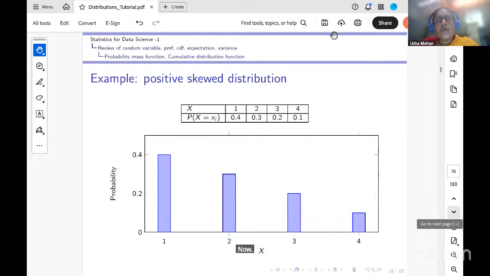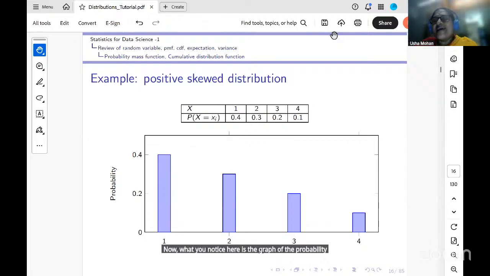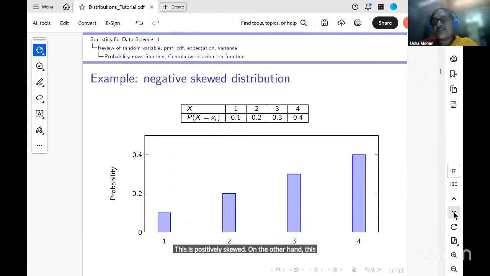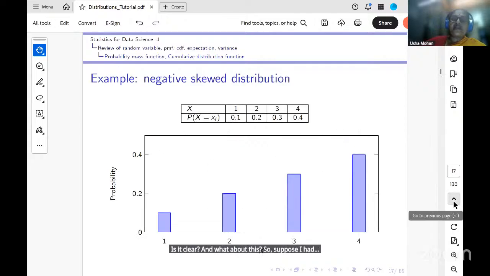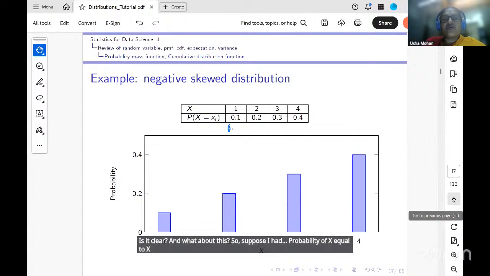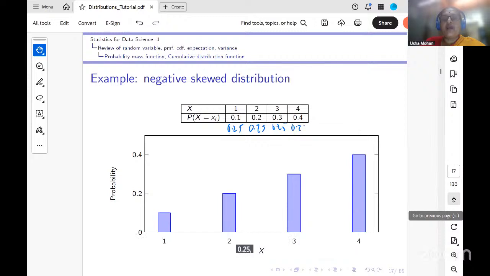Now, what you notice here is that the graph of the probability mass function gives us some indication of the shape of the distribution. For example, if you look at this, this is positively skewed. On the other hand, this is negatively skewed. Is that clear? And what about this? Suppose I had probability of X equal to x1, x2, x3, x4 with 0.25, 0.25, 0.25, and 0.25. What would be the shape of the distribution?